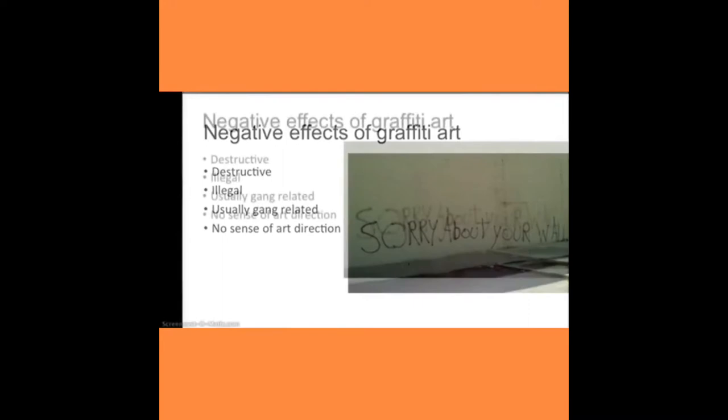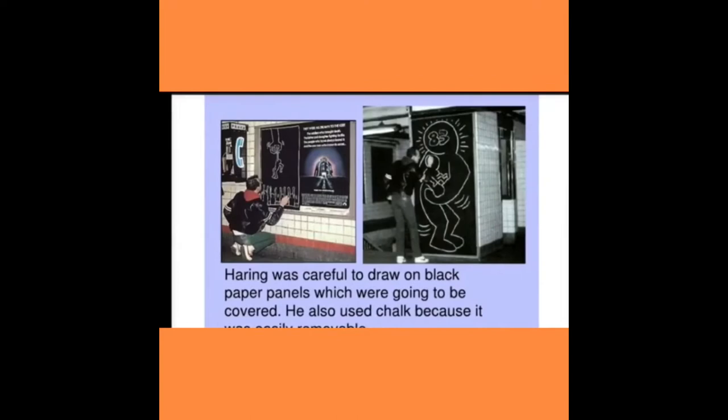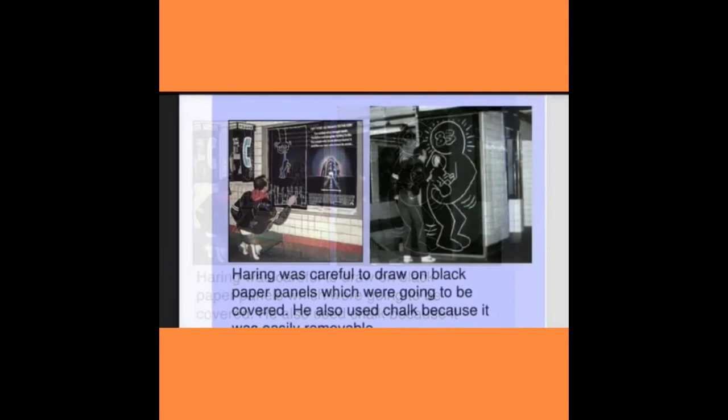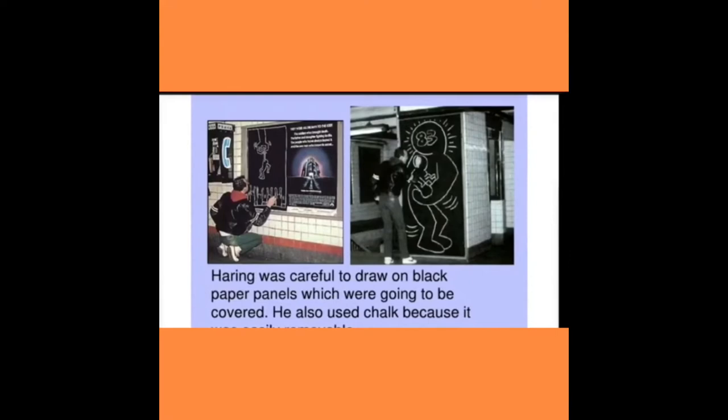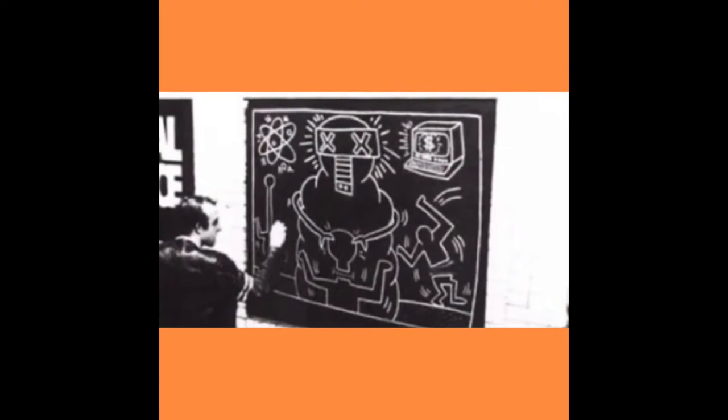Now, although Keith Haring didn't have prior permission, he was careful to draw on black panels, so there was no destruction of private property. He got in trouble sometimes for drawing on the subway, but he wasn't destroying the subway tiles as we see here. He was using chalk, which was easily removable.